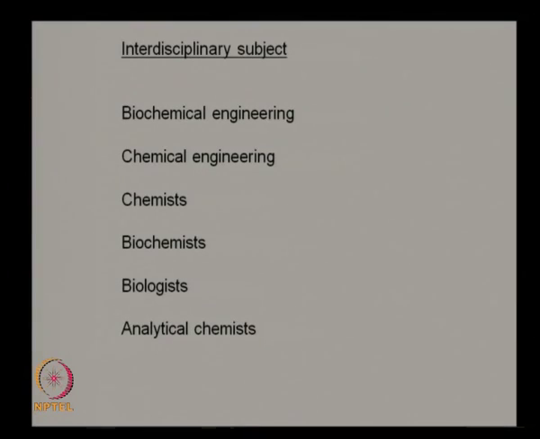Okay. If you look at downstream processing, it is an interdisciplinary area. You need expertise of biochemical engineers, you need expertise of chemical engineers also, because there are several operations which are very chemical engineering oriented. You need the support from chemists, you need support from biochemists, biologists, analytical chemists. So all these people have to put in their expertise and knowledge if you want to make a good downstream process. So it is extremely interdisciplinary and it is a multidisciplinary task.